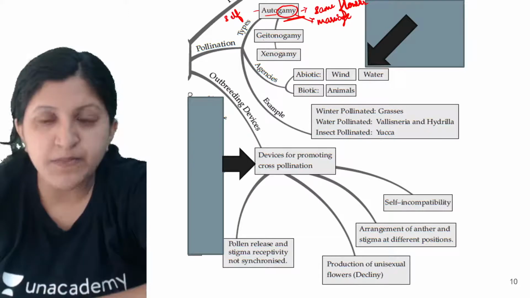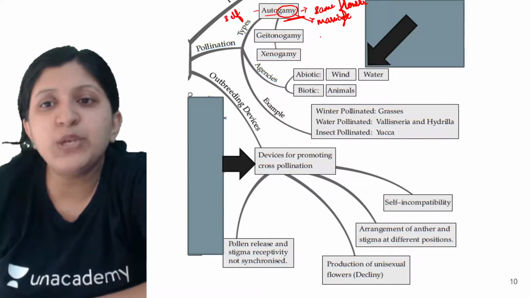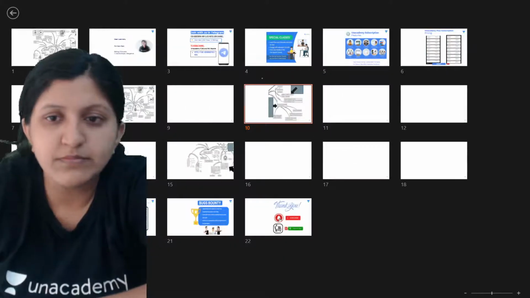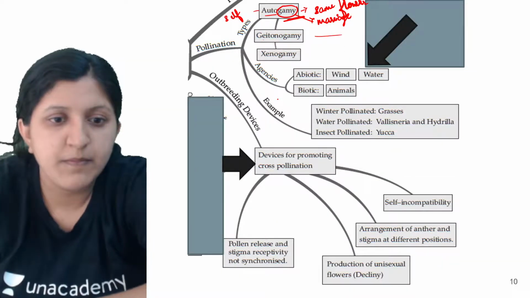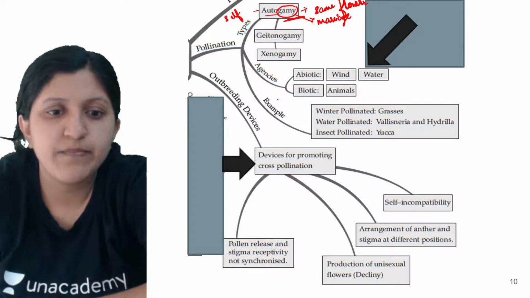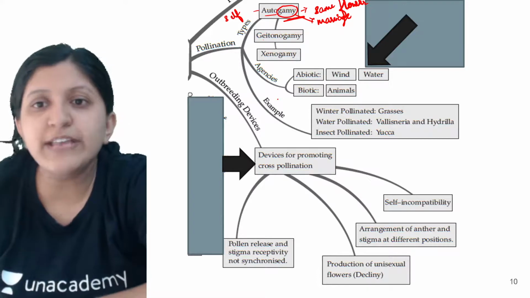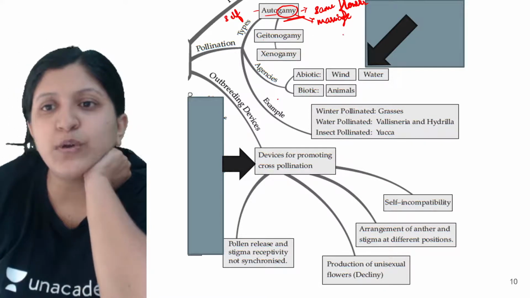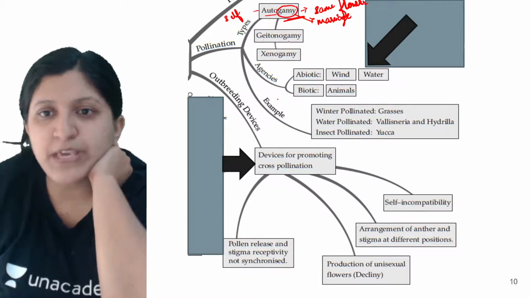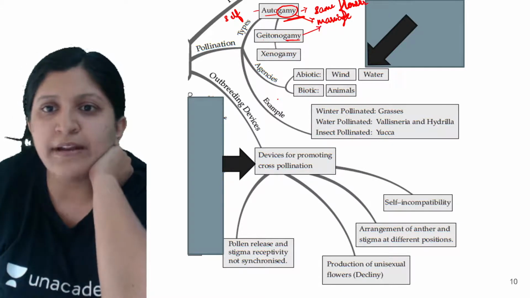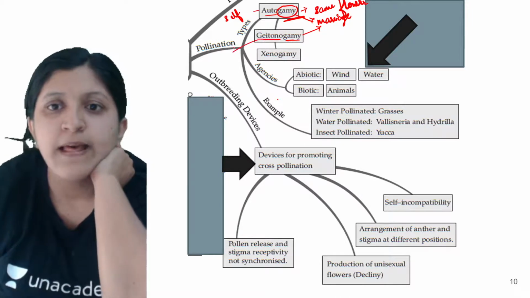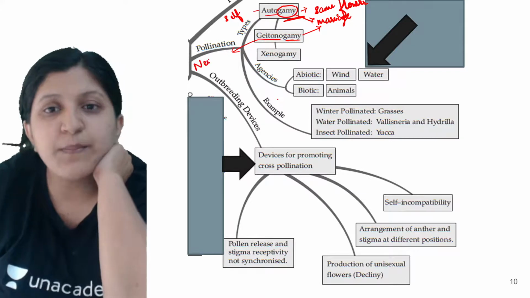All right, then. So geitonogamy is between the flowers. So let me just write it here. So this one, geitonogamy, you can see, gamy is again a marriage. Gamy we just take as a marriage, and geiton, the meaning of this word is neighbor. So neighbor marriage is occurring.